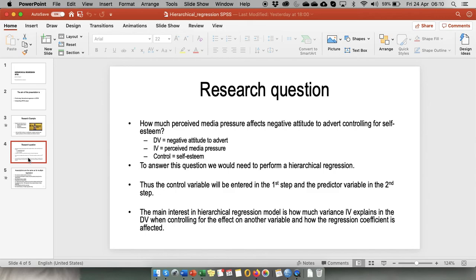But we know that self-esteem has a preventative effect on this negative attitude towards the advert, and also it negatively correlates with media pressure. So we want to control for the effect of the self-esteem and just look at the unique contribution of media pressure towards formation of negative attitudes towards the advert. So we'll do a hierarchical regression because it allows us to control for self-esteem.